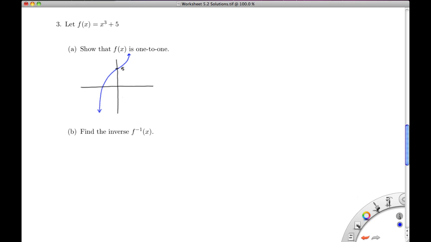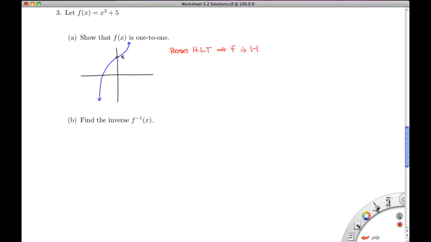Again, we look at this, it passes the horizontal line test. So we can conclude that f is a one-to-one function. So we can move on and find an inverse. Okay, so to find the inverse, we go through each of these steps.